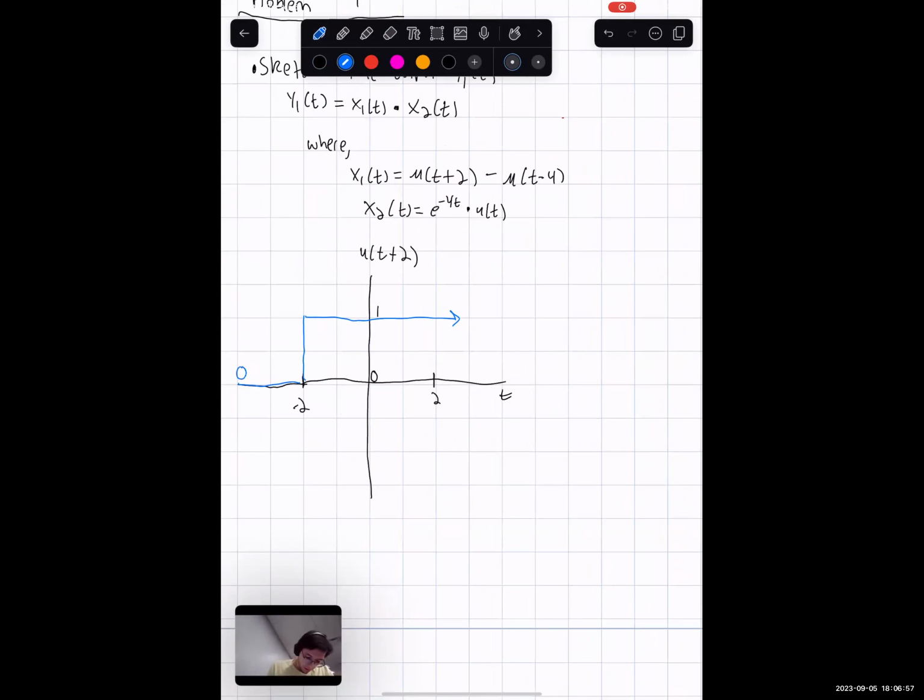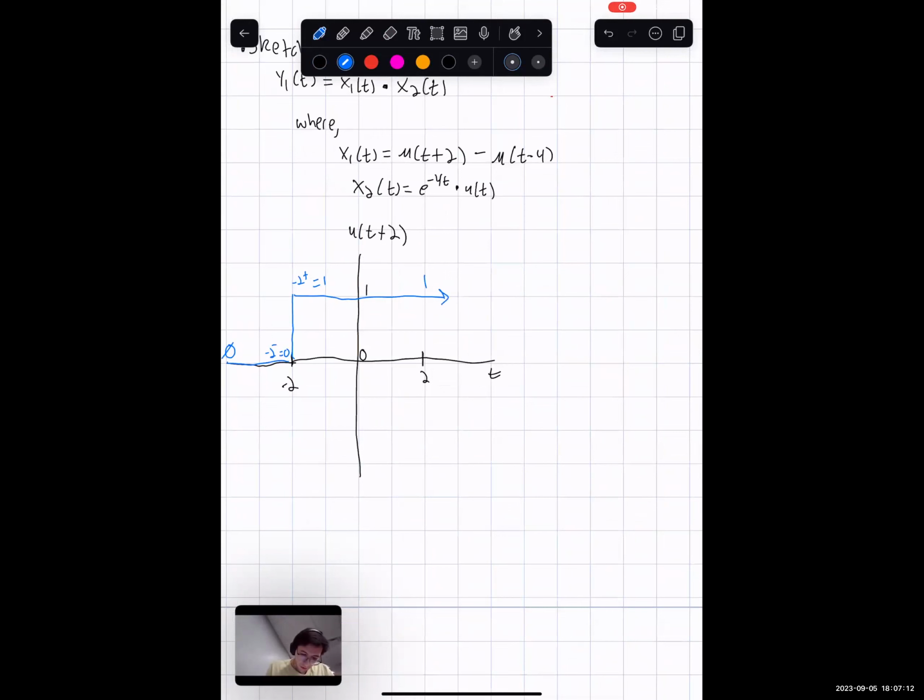So here, this is going to be 0. And here, at t equals -2, it's going to be 0. So on the left side of -2 it's equal to 0, and on the right side of -2 it's going to be equal to 1. And then it's going to equal 1 all the way to infinity. Okay, so here's this graph.